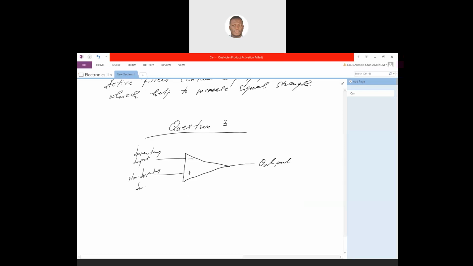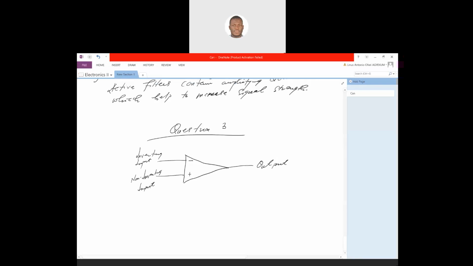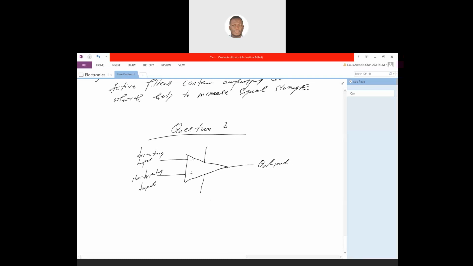Now, the reason we say one input is inverting and the other input is non-inverting is that for the negative side, assuming you have a positive signal and you subject it to the inverting input, it will change the polarity from positive to negative, okay? And then for the non-inverting side, whatever signal you give to it, it will still come out the same.